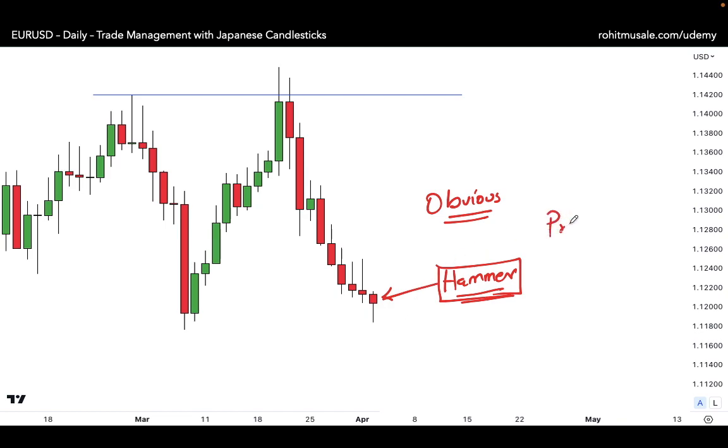It's all about probabilities. Something might satisfy the conditions for a hammer, but the probability that a reversal will happen is very low. Okay, you need something like this. That's very obvious. Here you don't have to measure, plus it is confirming the prior support. So look for obvious hammers. Don't look for hammers where you have to actually go and measure it. If you have to measure it, then it means it is not a hammer.